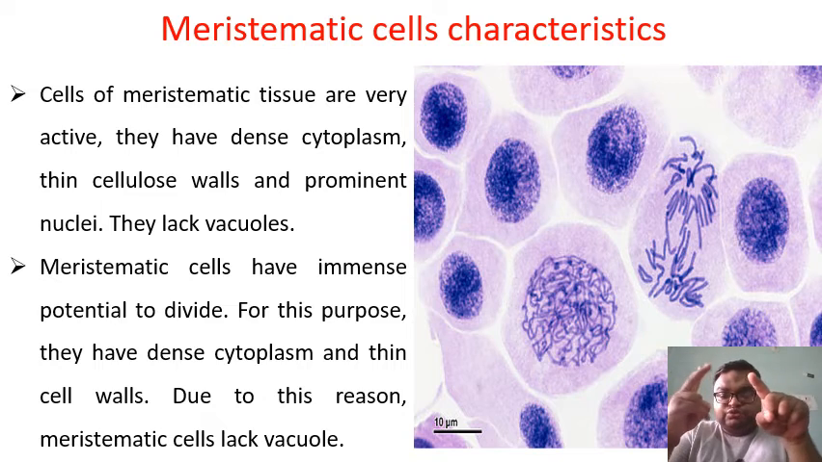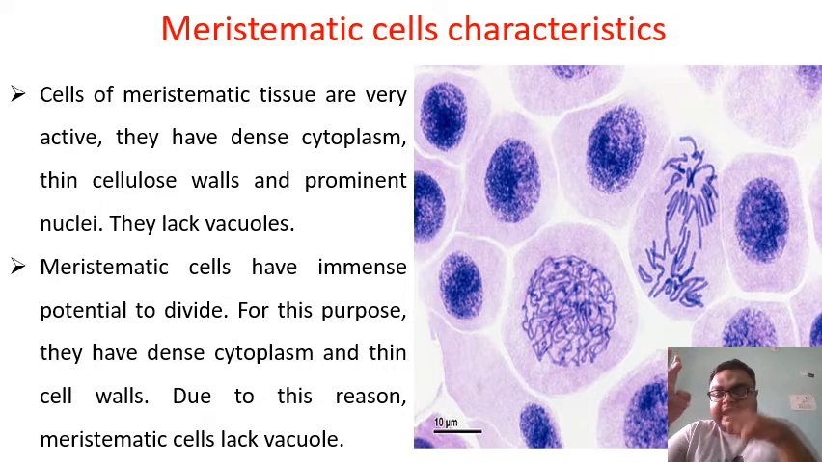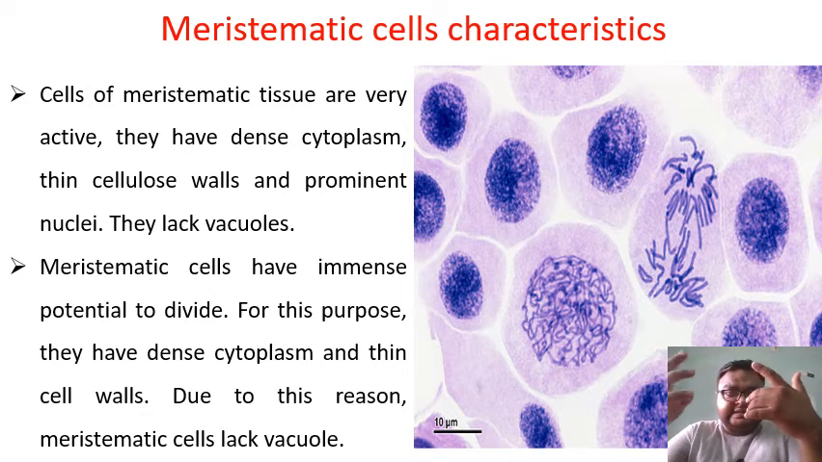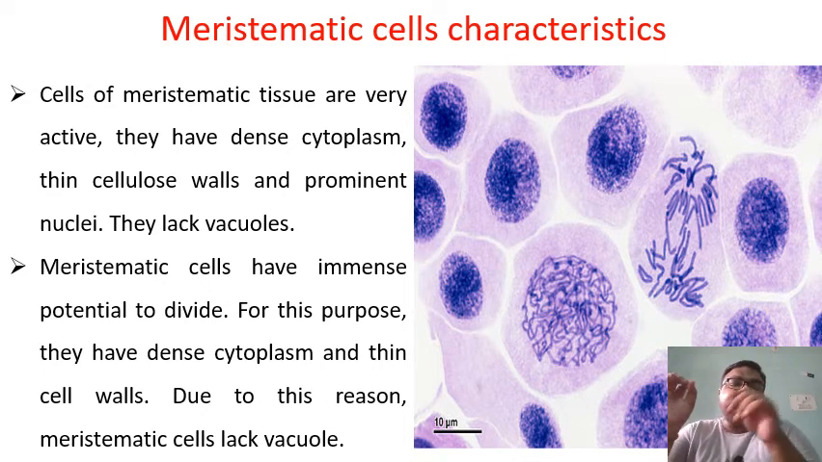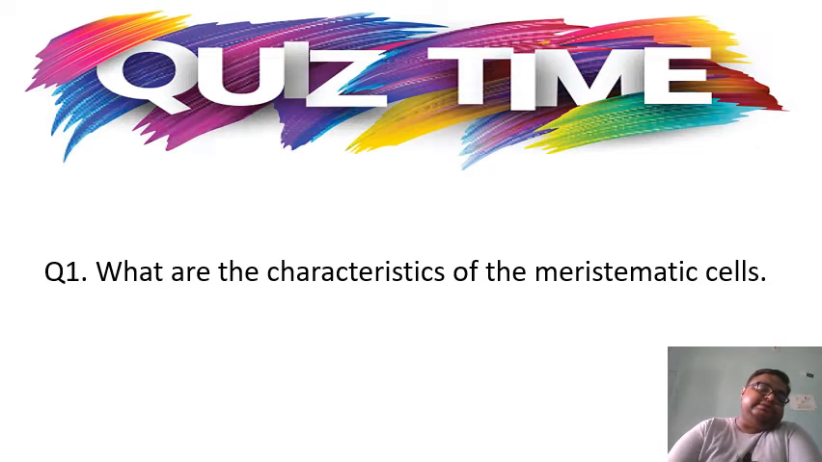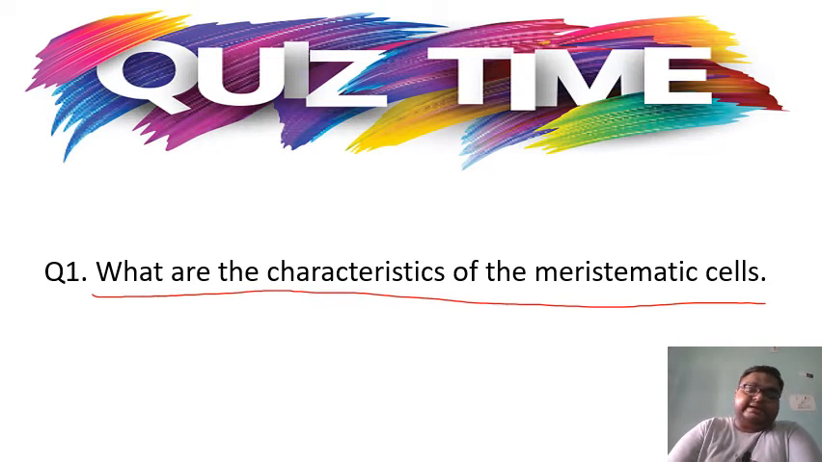It is creating 1 to 2, 2 to 4, 4 to 8, isn't it? So it is dividing continuously, it is dividing rapidly. That's why the cell wall is very thin, right? And for this purpose only, it is not having any vacuole. Okay, students? So these are the characteristics of the meristematic cells, right? So now the question here is, what are the characteristics of the meristematic cells? Just take out your notebook and write it in your notebook. I'm giving you 1 minute to complete this task. Okay, students? Right.